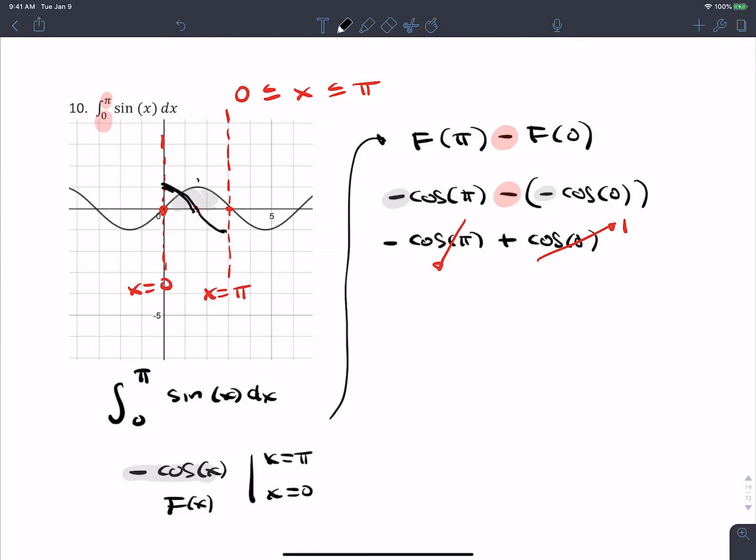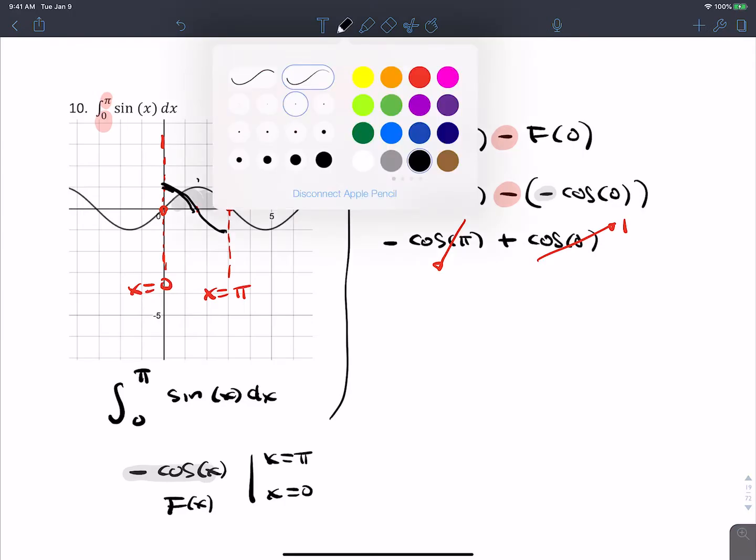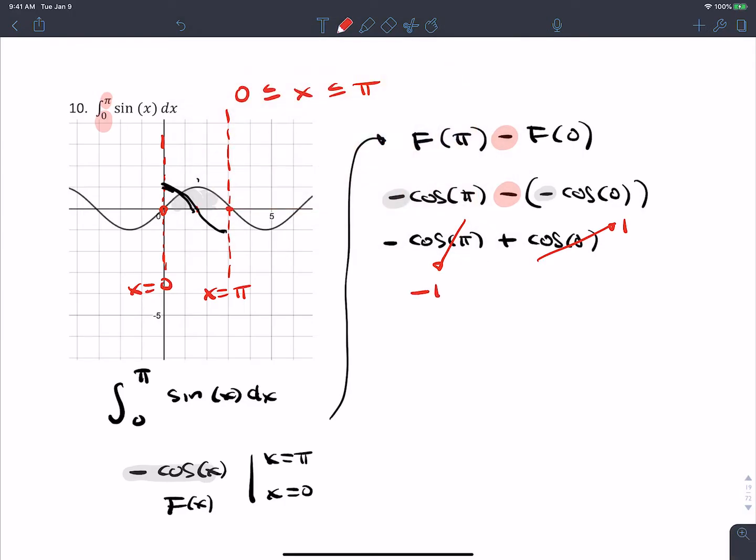Oops, here's where 1 is. Okay. So the cosine of pi is going to be what? -1. Good. So you have a minus 1 plus 1, which is 1 plus 1. So this value is what? 2. So I want to emphasize here that the area under that curve there is what? Is 2.